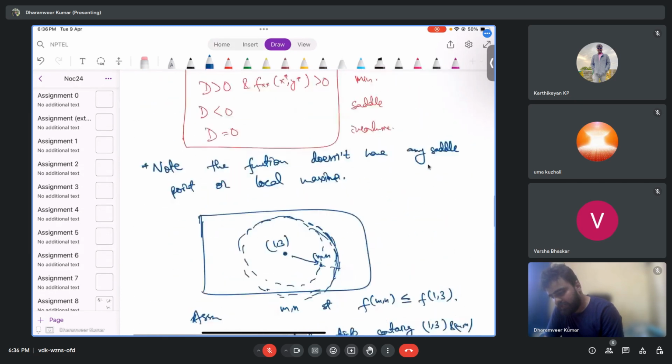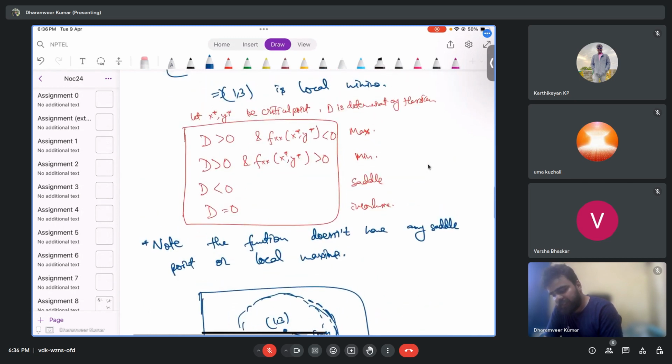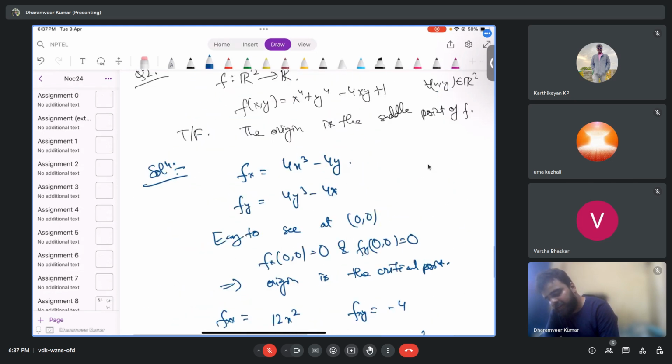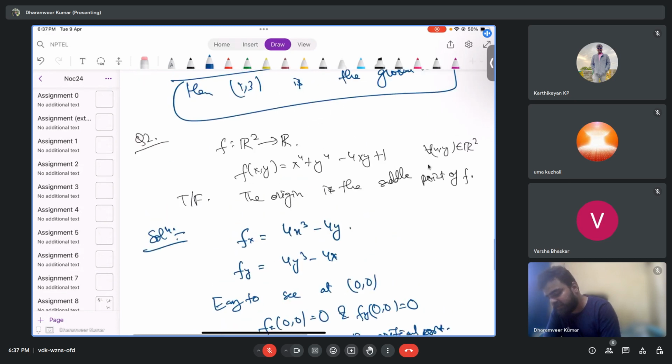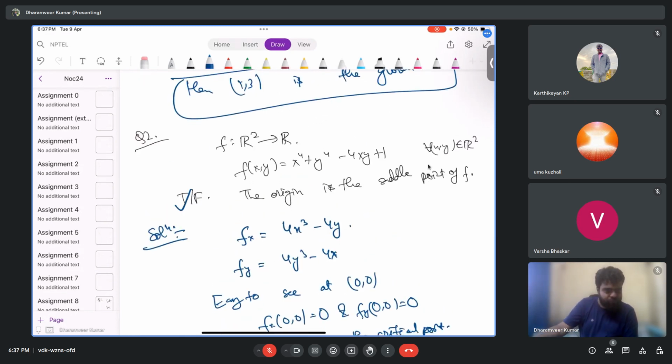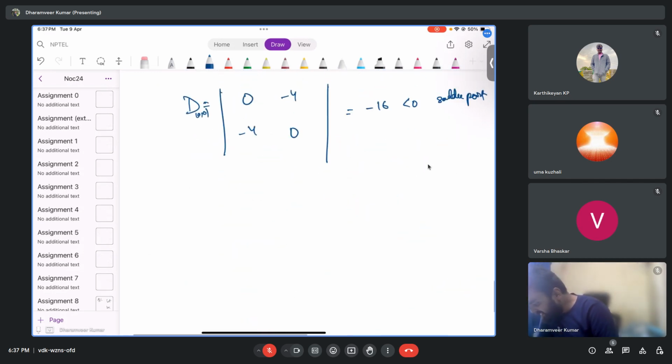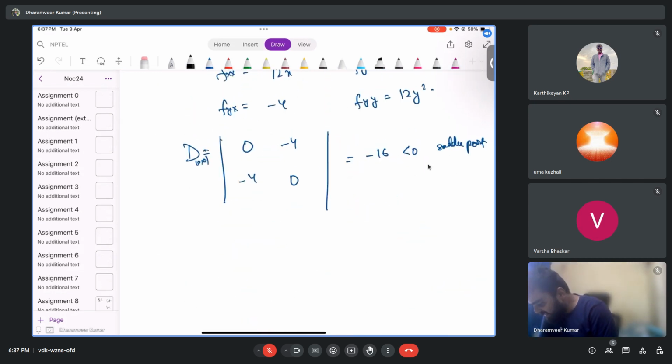So let's look at the condition. The determinant is negative. We are done. We don't need to check what fxx and stuff like that are. The determinant is negative, so it is a saddle point. That's it. As simple as that. Have you seen a simpler problem than this? Okay. Let's do question 3.